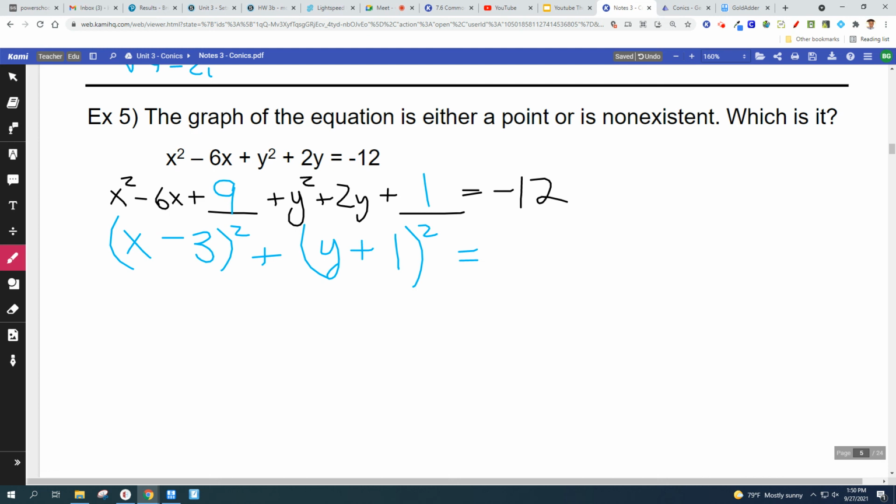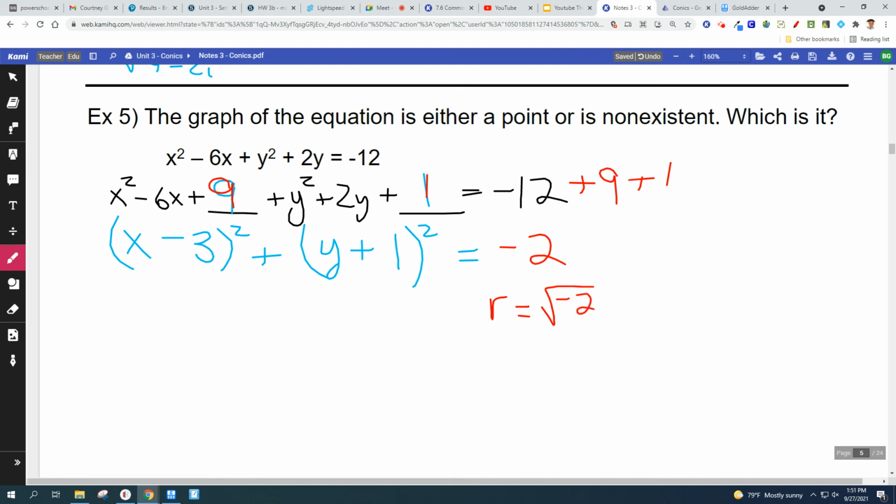Okay, so we can complete the square, but don't forget, we just unbalanced our equation, right? That 9 was not there. So let's rebalance it. If you add 9 on the left, you better add 9 on the right. If you add 1 on the left, you better add 1 on the right. And so my new right side is negative 12 plus 9 plus 1, which is negative 2. And forget about the center. The center point doesn't matter for this question. What matters is you would be trying to find a radius of square root of negative 2.